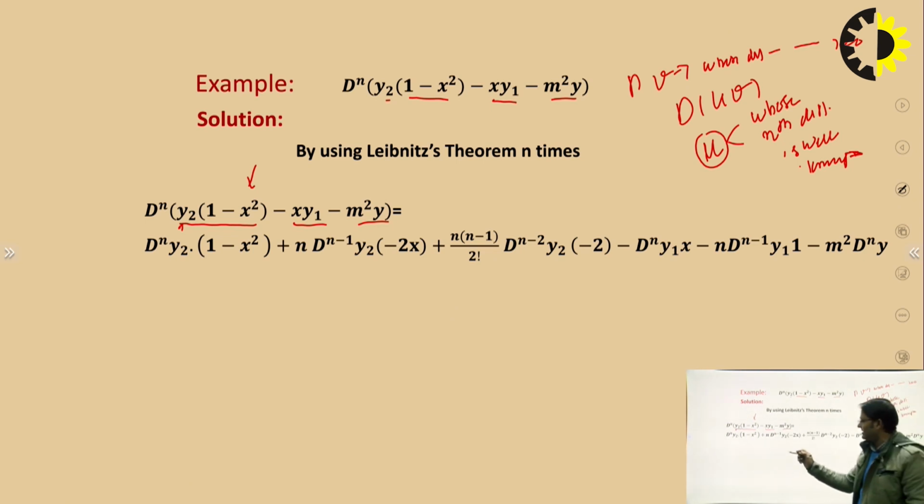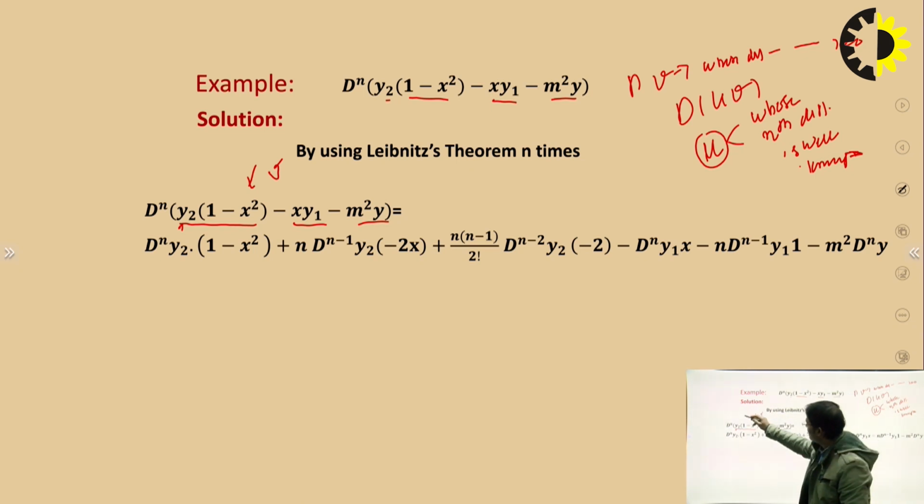So in this question, in this part, as you can see, 1 minus x squared is a polynomial of degree 2. So by differentiating 1 minus x squared two times, it is supposed to be a constant. One time it is 2x, second time it is 2, and third time it is going to 0. So here we must take 1 minus x squared as v, and this is y2.